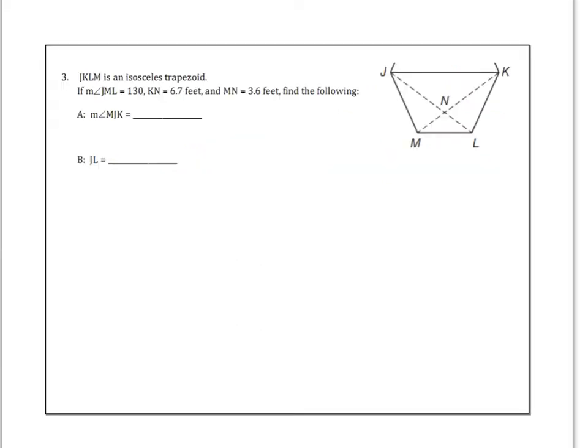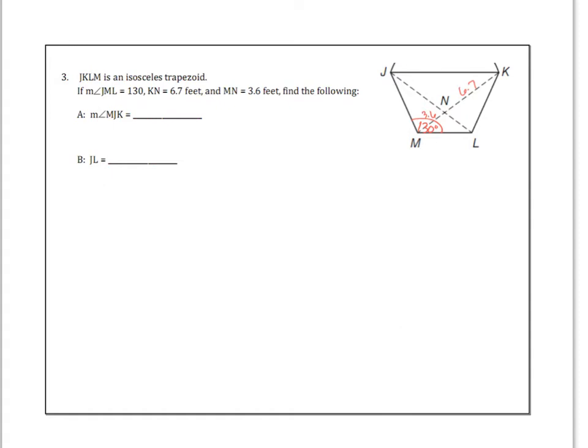Number 3, JKLM is an isosceles trapezoid. The measure of JML, which is this angle down here, is 130. And from K to N is 6.7 feet. From M to N is 3.6 feet. And we are supposed to find the following.